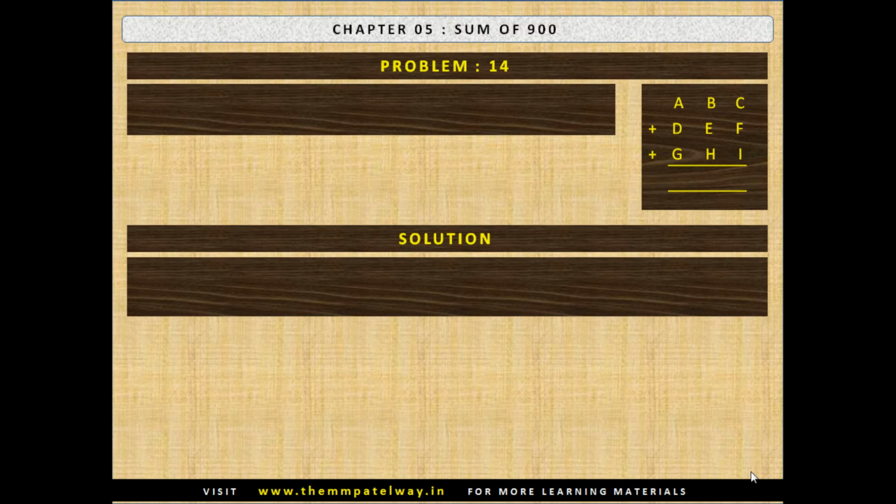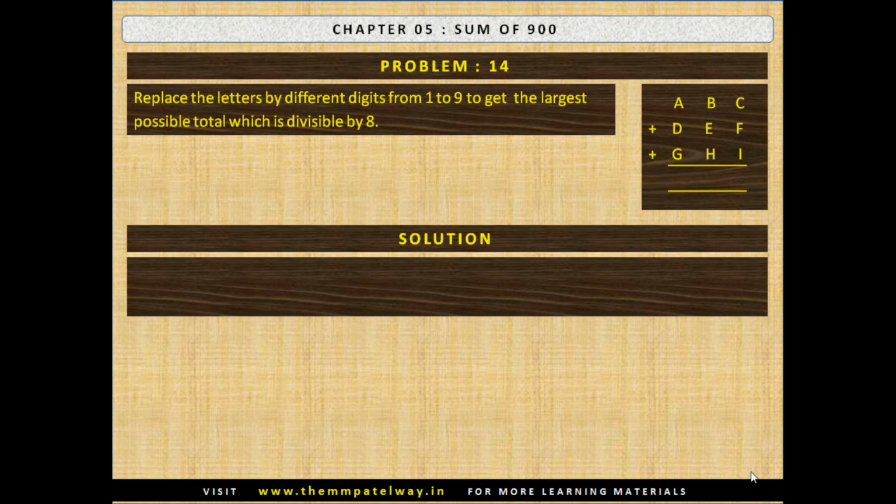Problem number 14. Replace the letters by different digits from 1 to 9 to get the largest possible total, which is divisible by 8. Now stop the video and solve the problem. The answer is, the largest possible total which is divisible by 8 is 2520. The answer is same as problem number 13.